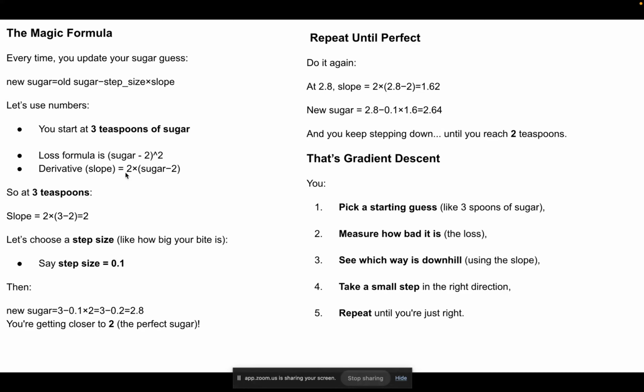Yeah. So in this particular scenario, we are looking for 2 teaspoons, and we are starting from 3 teaspoons. So if we subtract 2 from 3, that's going to be 1. The square root of 1 is not 2, right? So based on this, we now find the slope.